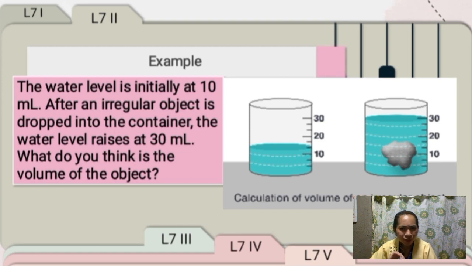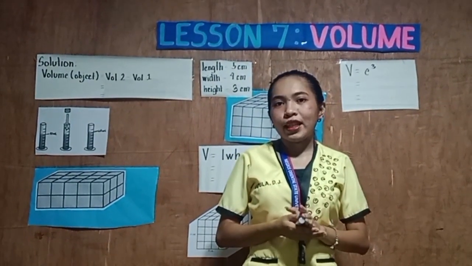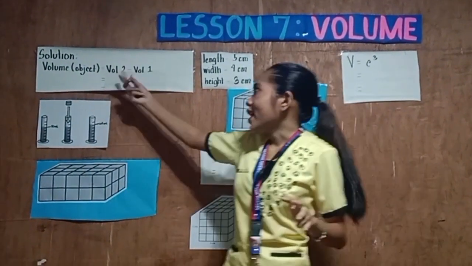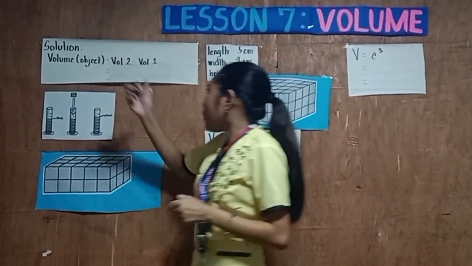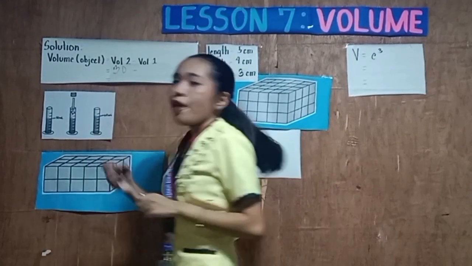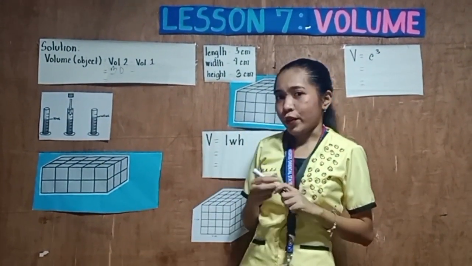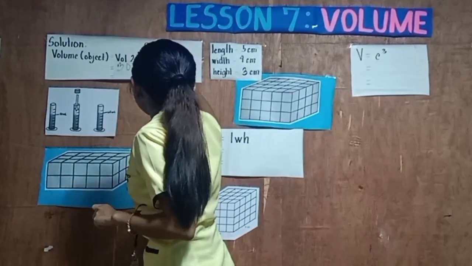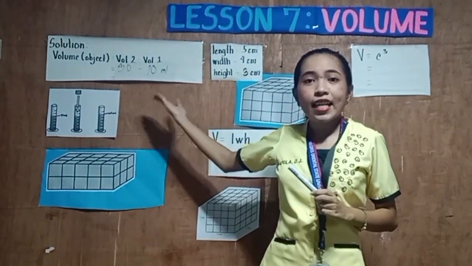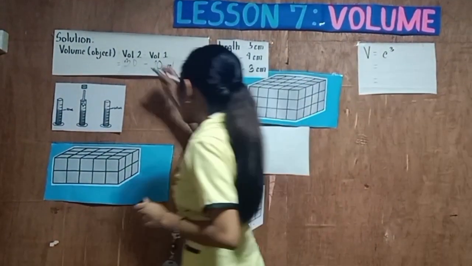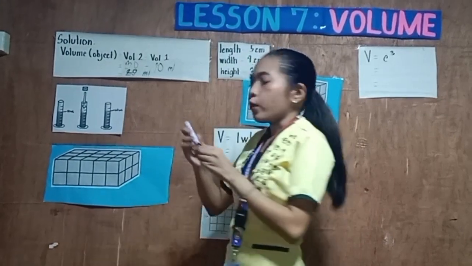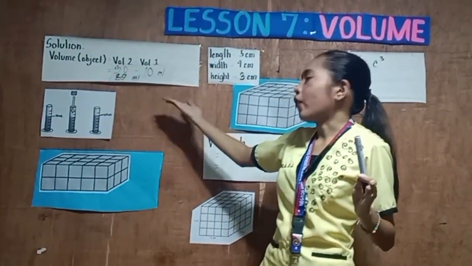Just like for example, the water level is initially at 10 milliliters, and after an irregular object is dropped into the container, the water level raises at 30 milliliters. And what do you think is the volume of the object? Using the water displacement method, let us find the volume of the object. What is our final water level? That's right, it's 30 milliliters. How about our initial water level? Very good, we have 10 milliliters. Now, 30 minus 10 is equal to 20. That's right. So, using the water displacement method, we get the volume of 20 milliliters.